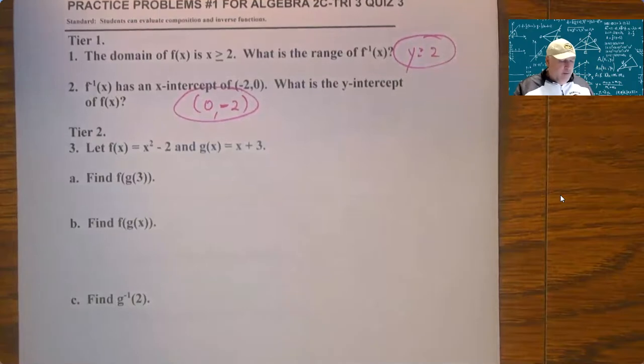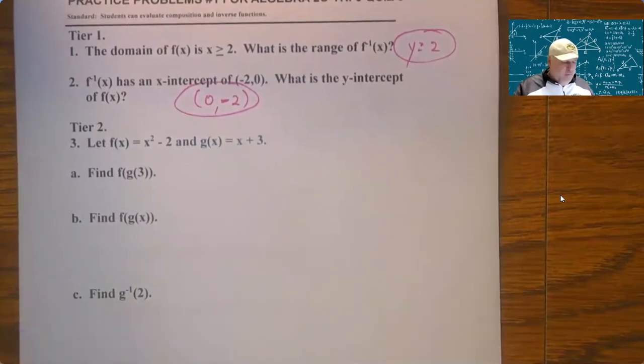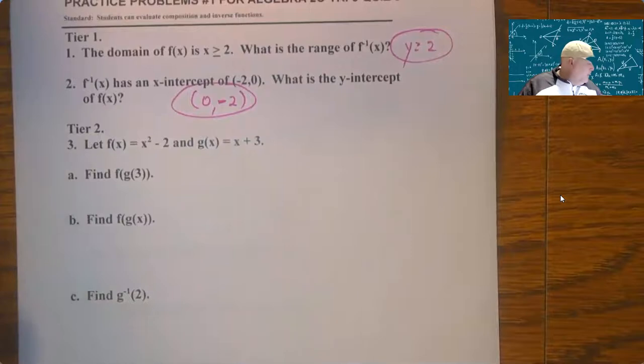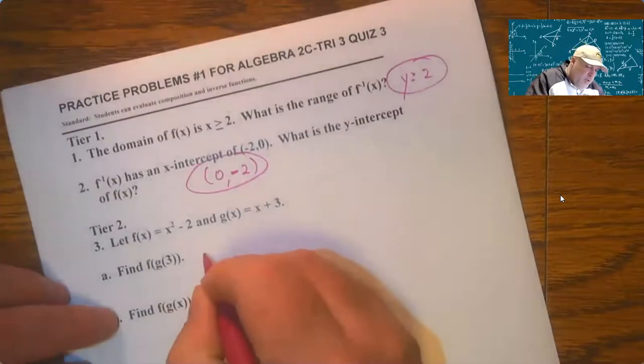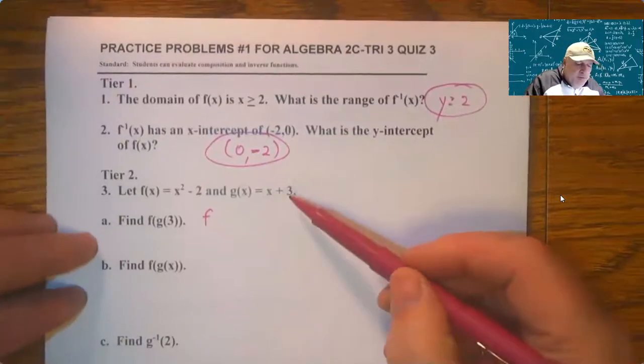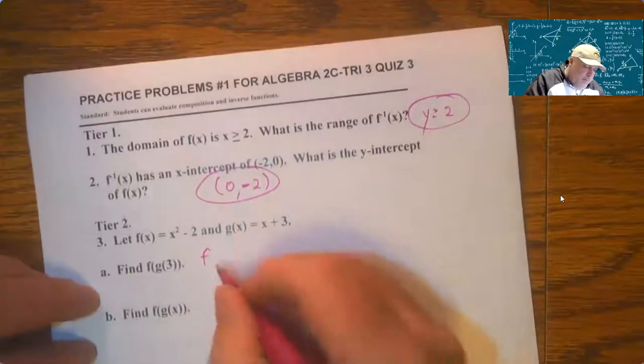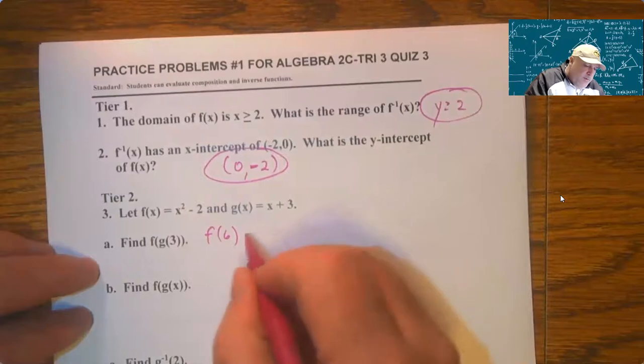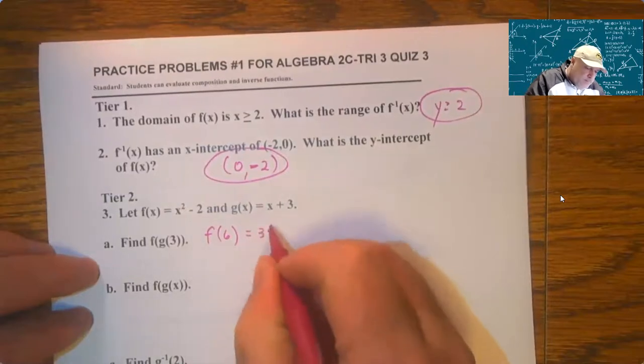Compositions, okay, and then you see this is an inverse evaluation on part C. So f of g of 3. What you want to do is do g of 3 first. So 3 is going to go into the g function, and that would make a 6. And then 6 goes into the f function. 36 minus 2 is 34.